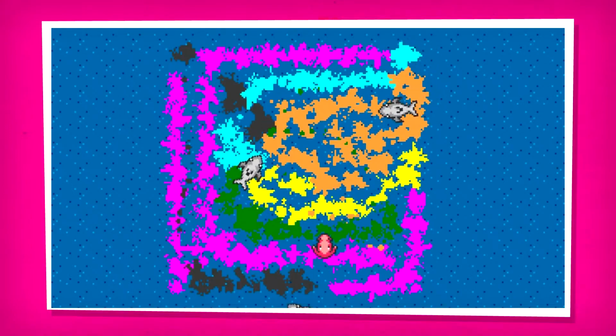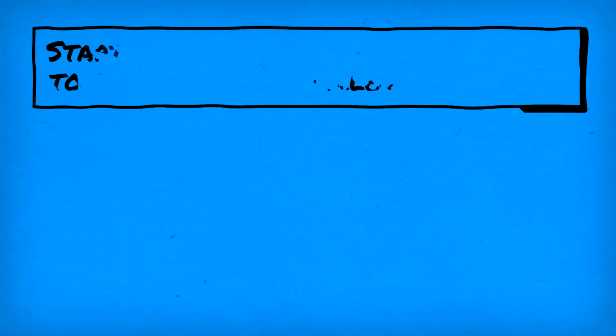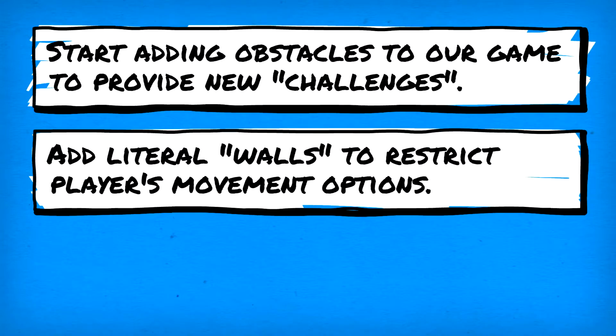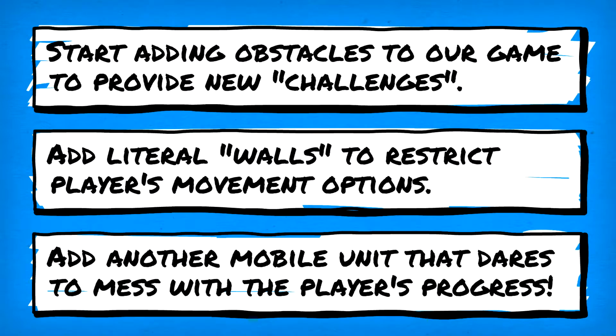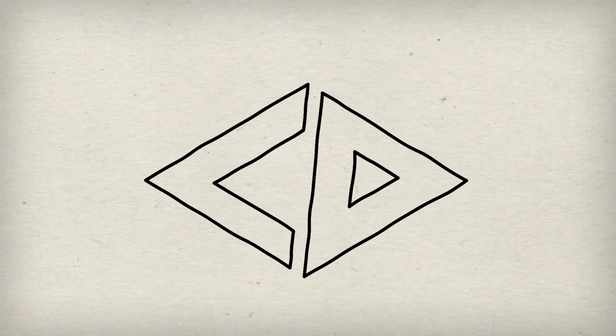And so now that our game looks a bit prettier, it's time to get back to the important stuff, the gameplay. Today we'll start adding obstacles to our game to make things a bit more challenging. The first of these obstacles will be literal walls, which will restrict the player's positioning options. We'll also work on another mobile unit that'll dare to mess with the player's progress. And that is our plan, so let's get to the coding.